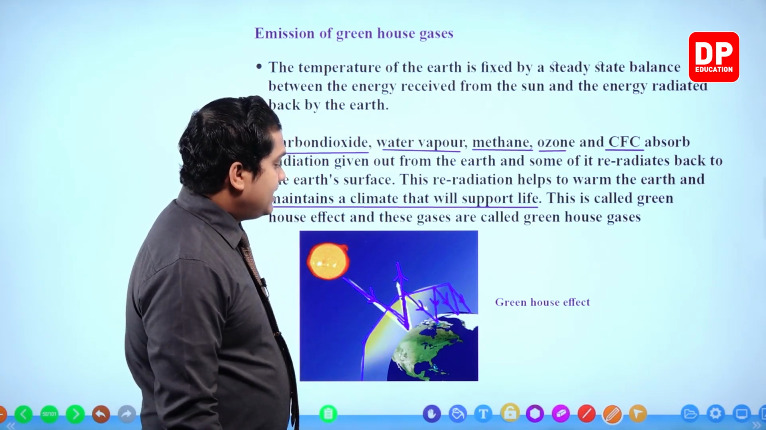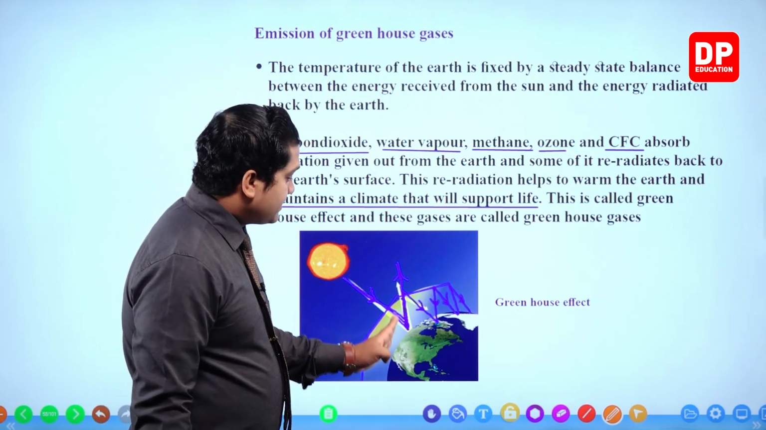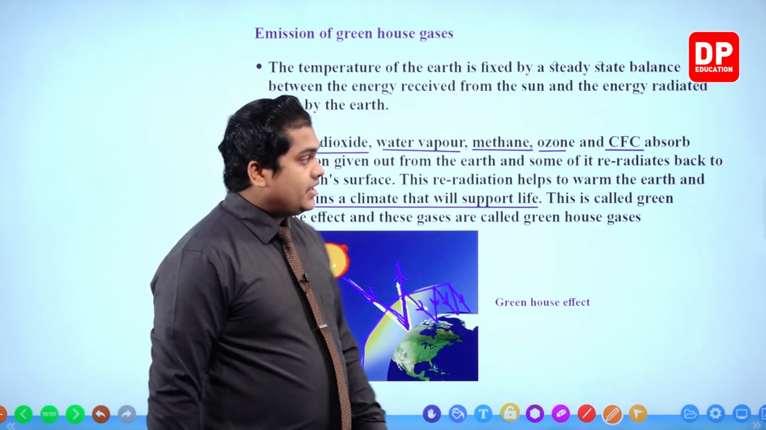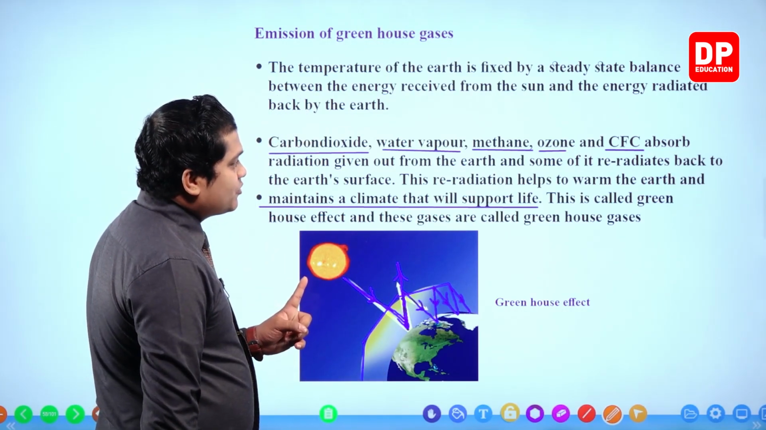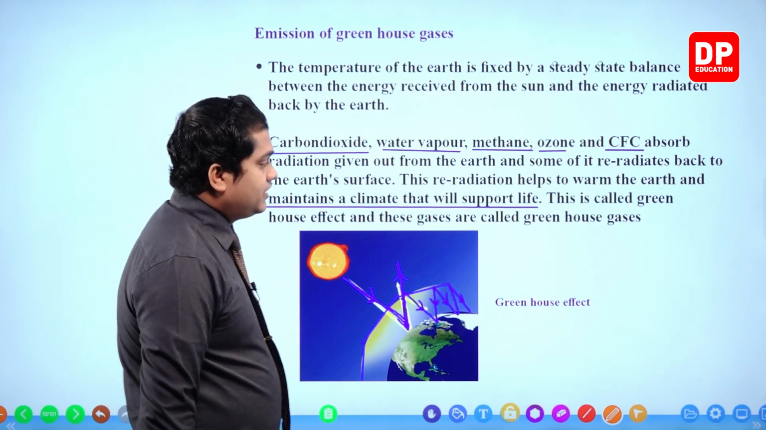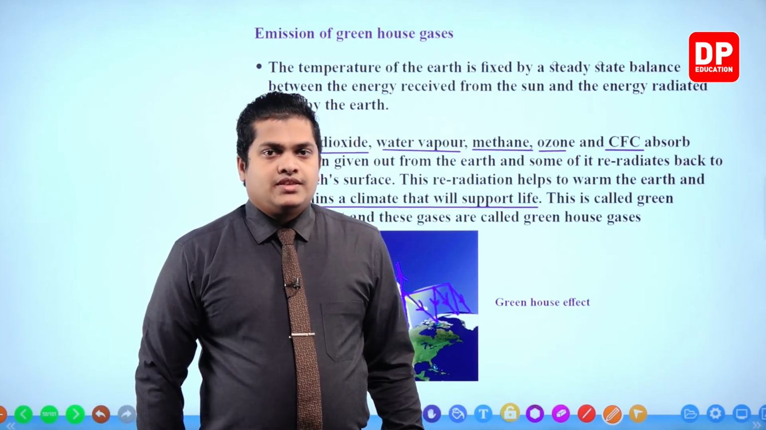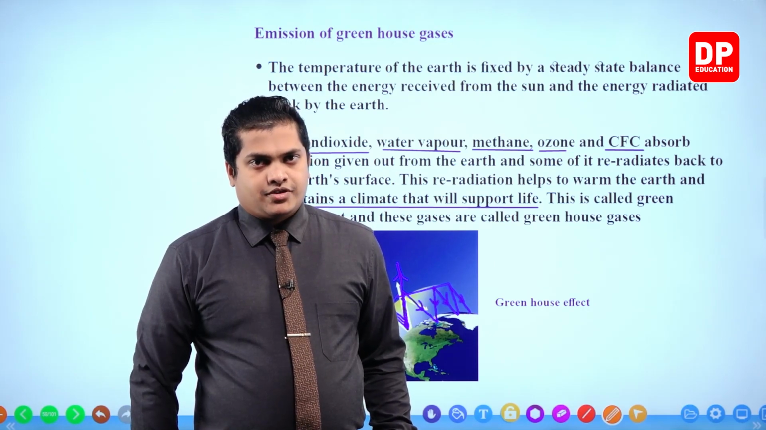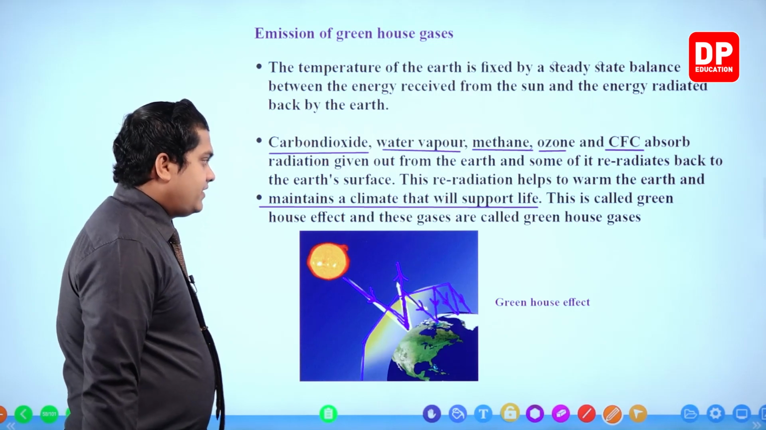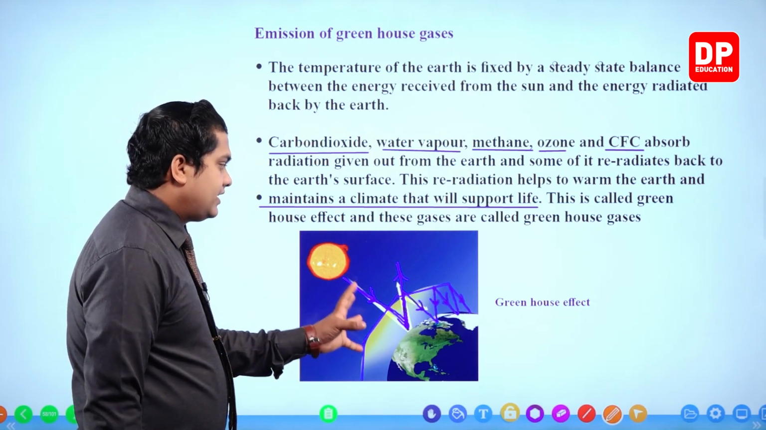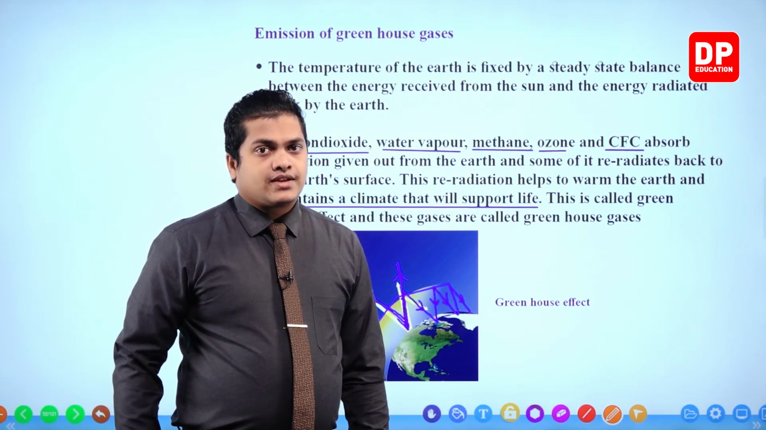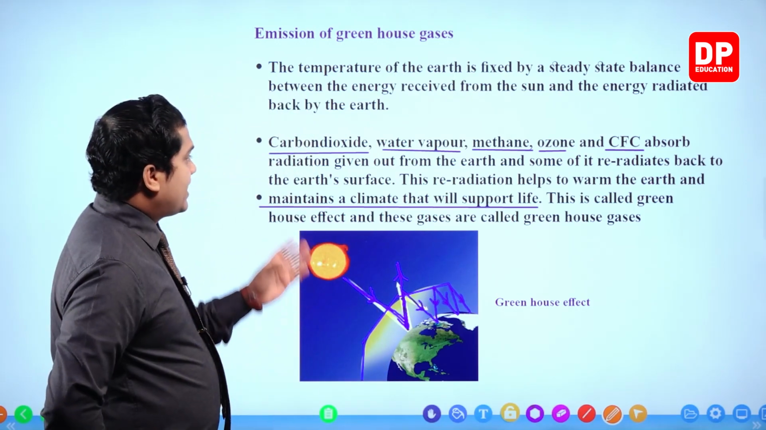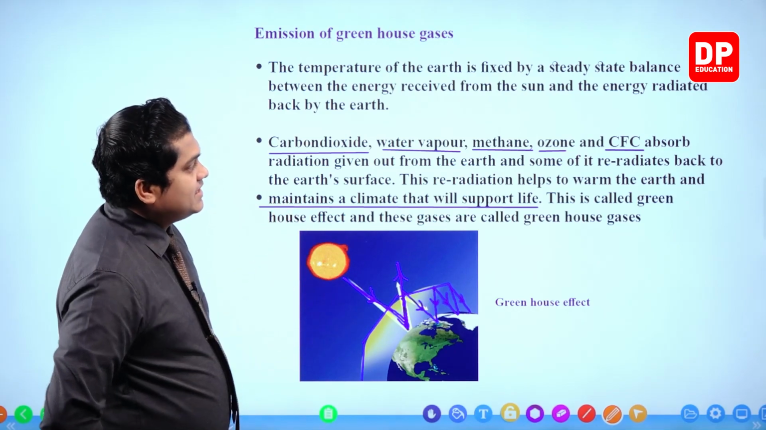So these greenhouse gases are acting as a shield. These gases help to re-radiate these waves once again towards the earth's surface. Here it is given: this re-radiation helps to warm the earth and maintains a climate that will support life. This radiation is very important, my dear children. This radiation is the one which is helpful to keep the environment at a balanced, steady temperature. This is called the greenhouse effect, and these gases are called greenhouse gases. So this radiation is the greenhouse effect, my dear children, and the gases being used are referred to as greenhouse gases: carbon dioxide, water vapor, methane, ozone and CFC, chlorofluorocarbon.